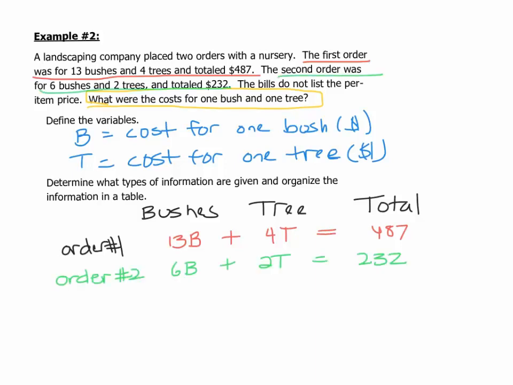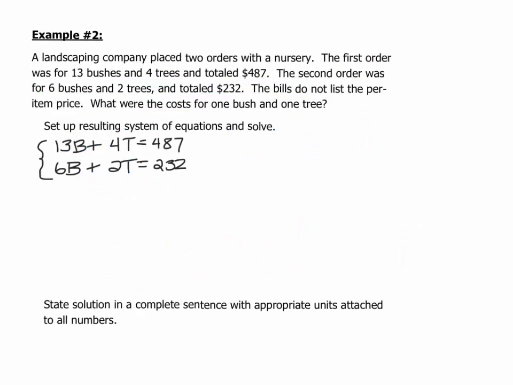Our second equation for order number 2 is going to be 6b plus 2t equals 232. Here's my system of equations, and I need to think about what method I'm going to use to solve this. Now, in the last one, we used substitution because we had the coefficients of one of our variables being a 1 or a -1, and so it was very easy to solve.